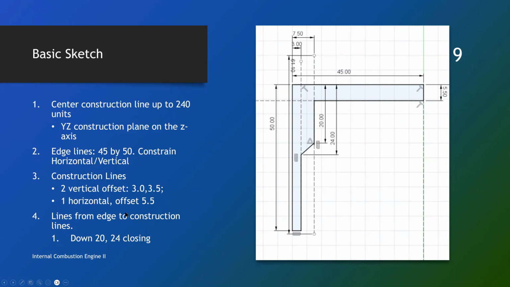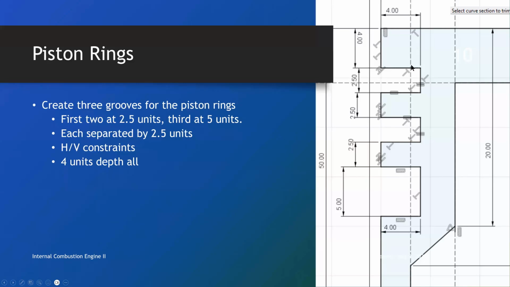After that, you are going to create some lines here to create grooves for the piston rings. In this particular case, I made them uneven. There are two of them at 2.5 units, 2.5 units. The third one is 5 units. I saw this in some designs. In some other designs, they are all equal. If they are all equal, then it is easy to use a pattern replication to do it. But if they are not equal, then pattern replication will not be very good.